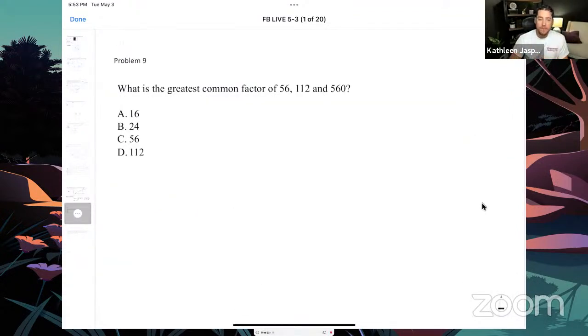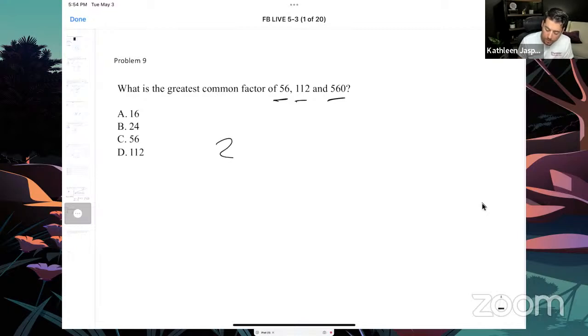Okay, problem 9. What is the greatest common factor of 56, 112, and 560? So let's do a quick refresher on greatest common factor. Greatest common factor means the number that all three of these numbers have in common as a multiple. So it means, can I take some number? If they're all even, all three, that means two is a factor.